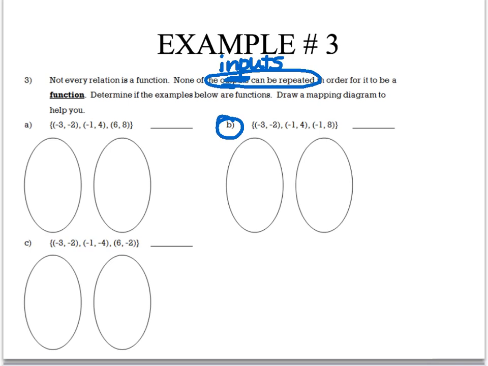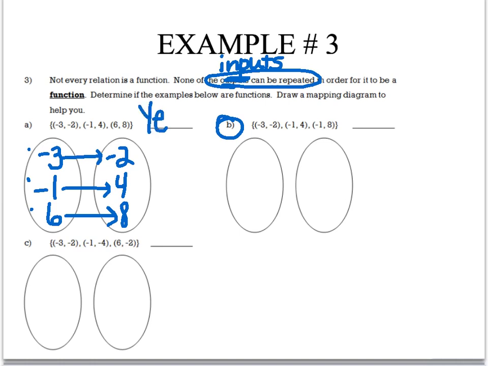So let's do the mapping for A. It says -3, -2, so those two go together. -1, +4, and 6 with the 8. So there's our mapping for number 1. You see how each of the inputs is going to directly one output. So this yes is a function. And if I graphed each of these ordered pairs and I drew any vertical line on the grid, it would only hit one of the points. So it passes the vertical line test.